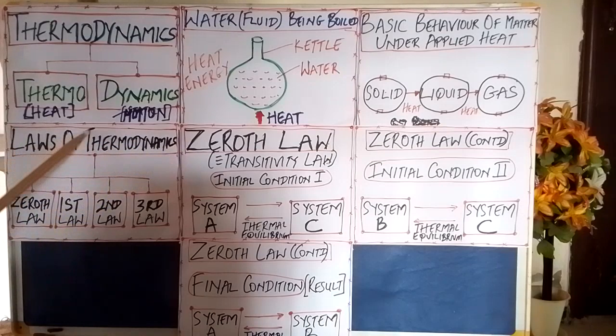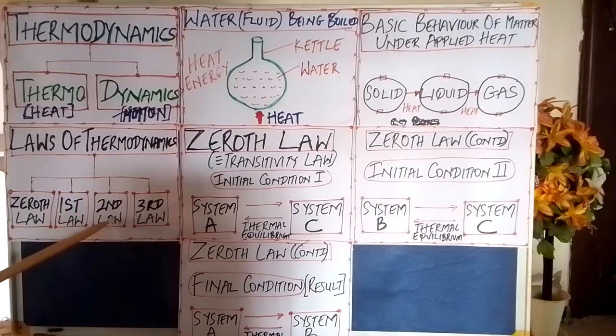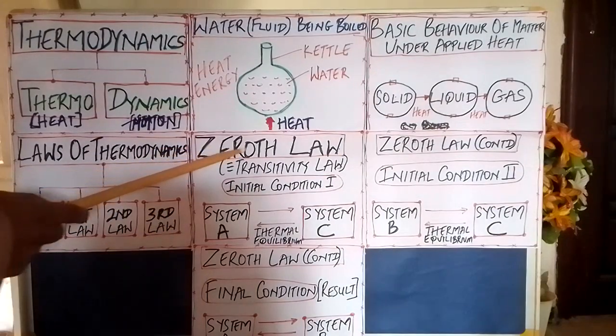They are called laws because they are not just one or two. So you can have the Zeroth law of thermodynamics, the first law of thermodynamics, the second law of thermodynamics, and the third law of thermodynamics. So let's see how each of these laws operate. Zeroth law.